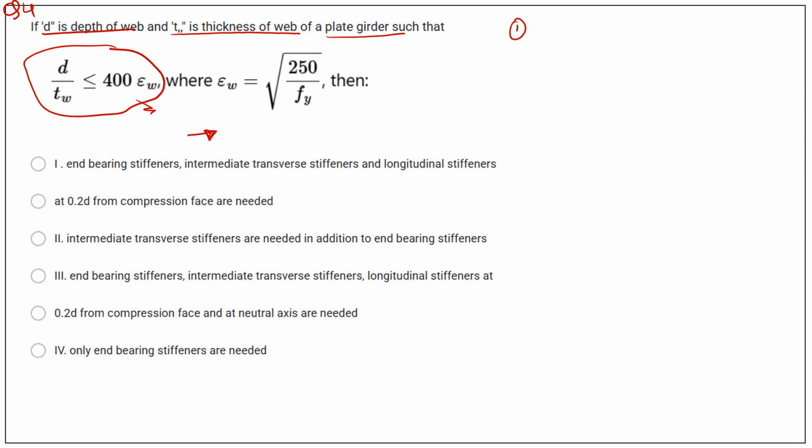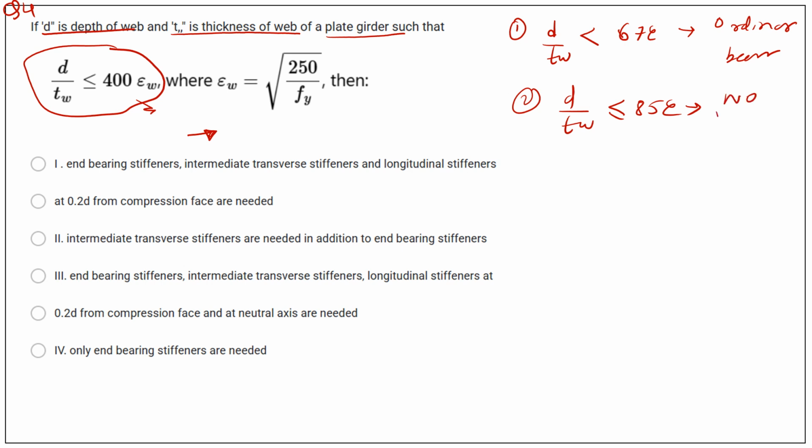First condition is if D by Tw is less than 67 epsilon, then this plate girder is considered as an ordinary beam. Second condition is D by Tw is less than or equal to 85 epsilon. Then no need of stiffeners here. The third one is d by tw greater than 85 epsilon but less than or equal to 200 epsilon.